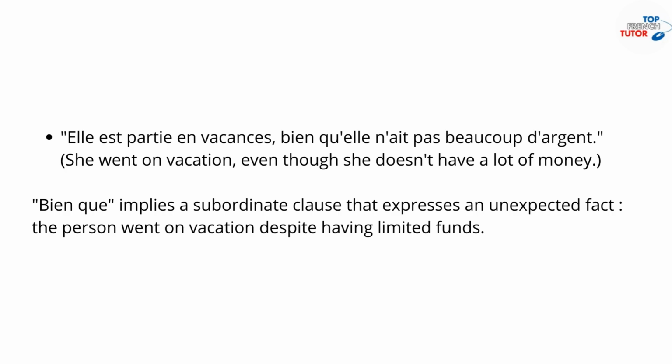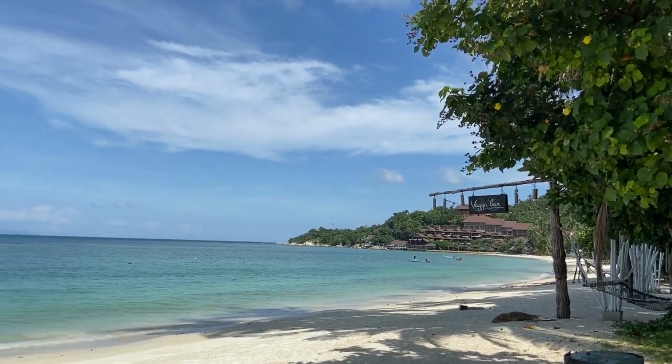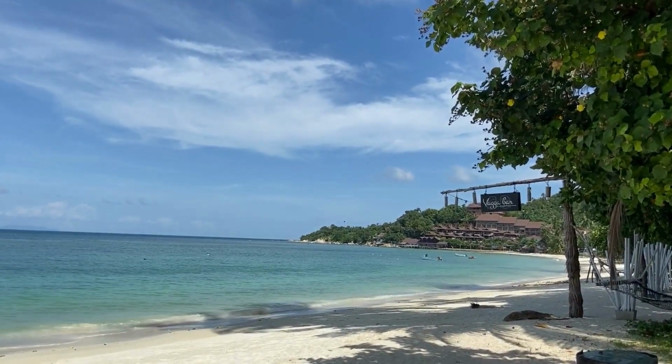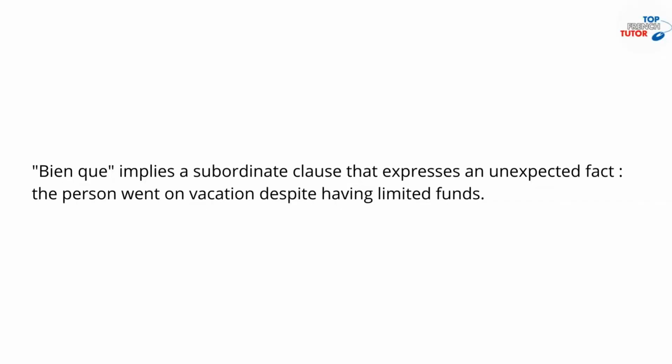Second example. Elle est partie en vacances bien qu'elle n'ait pas beaucoup d'argent. In this example, bien que implies a subordinate clause that expresses an unexpected fact. The person went on vacation despite having limited funds.